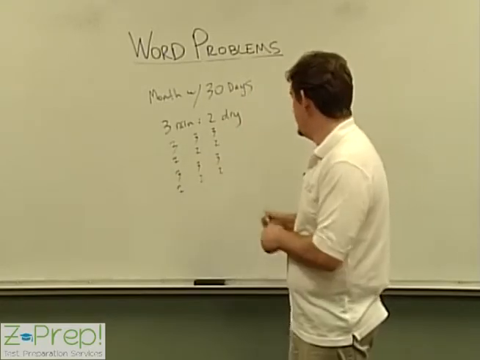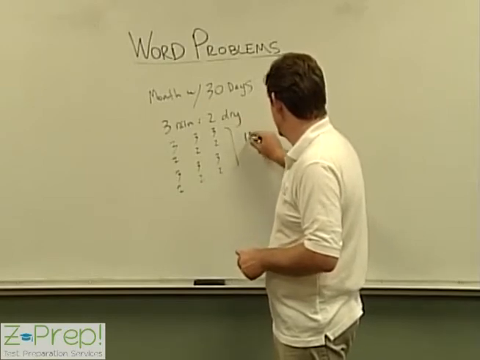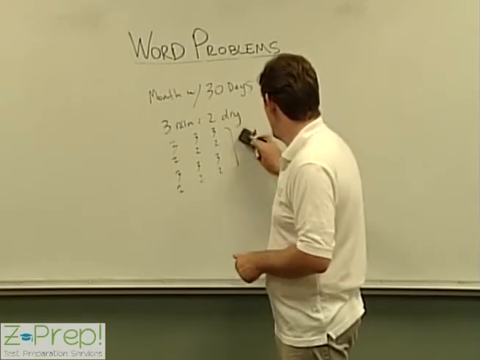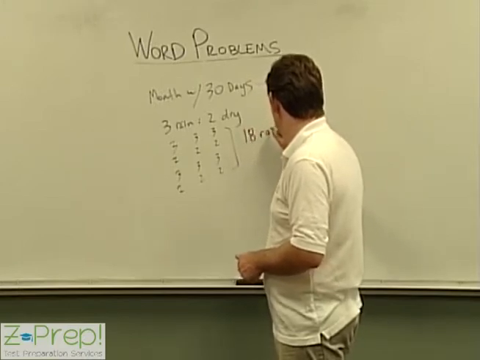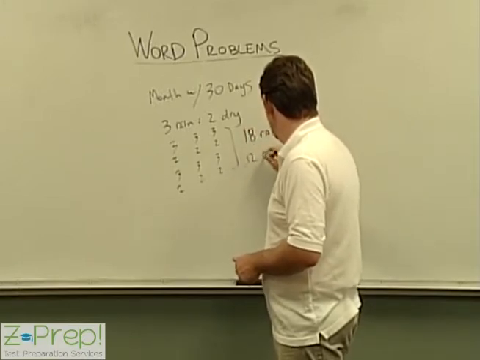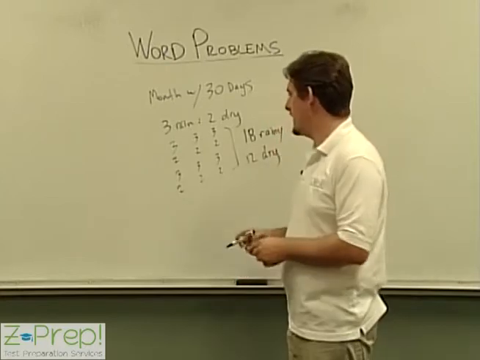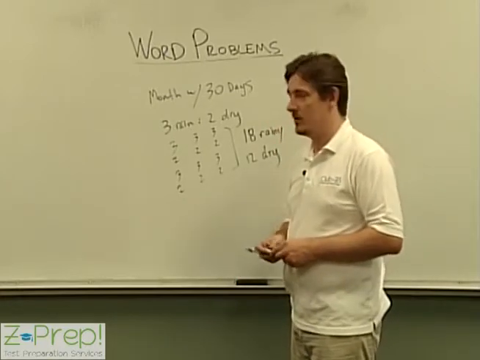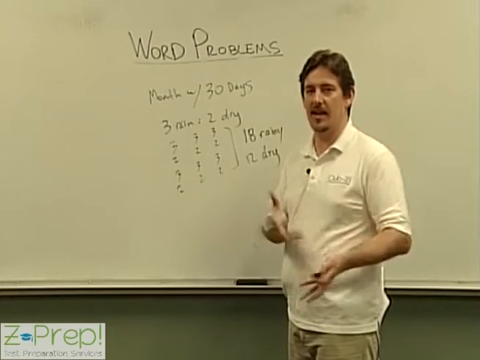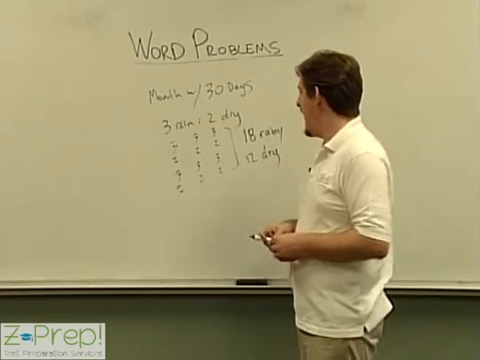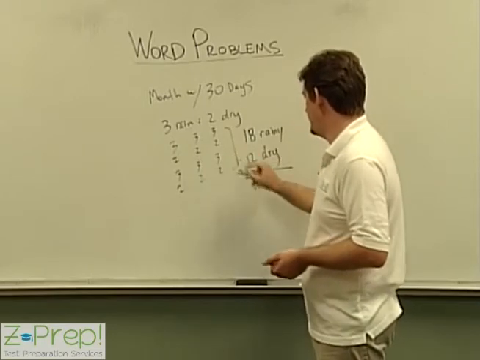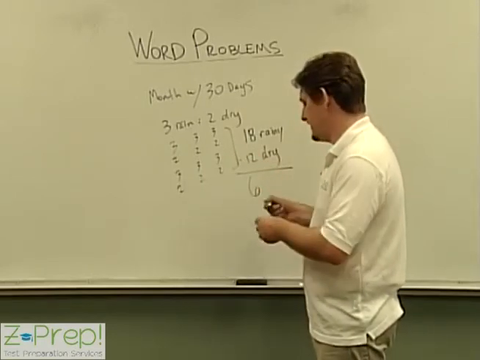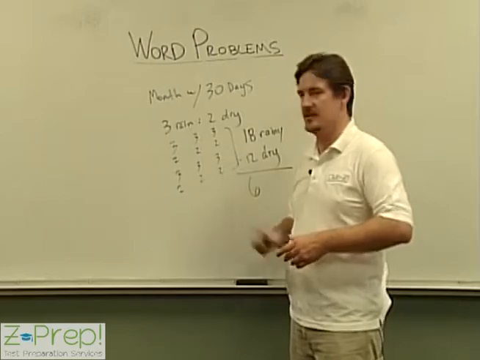There's 18 rainy days and 12 dry days. Maybe the question asked you, again, the word problem, more than, less than, that kind of stuff. How many more rainy days were there than dry days? Well, that's not too bad once you've got the pattern set up. 6. There are 6 more rainy days than dry days.